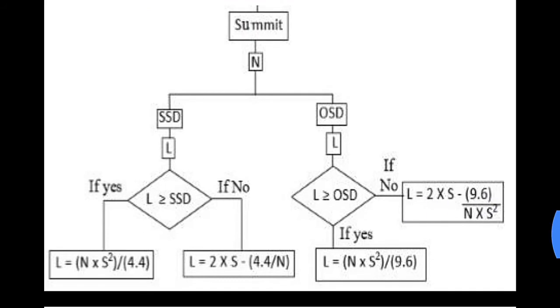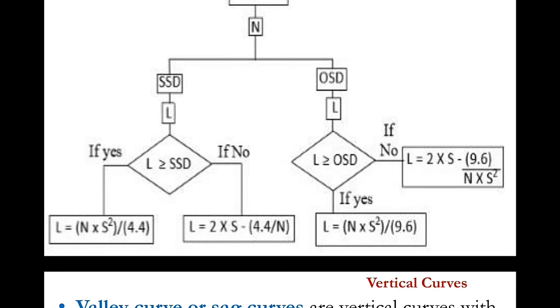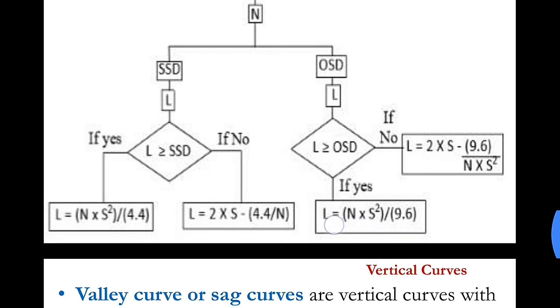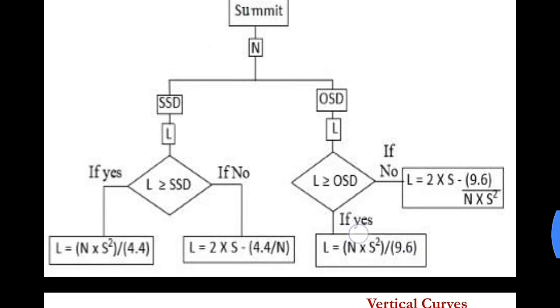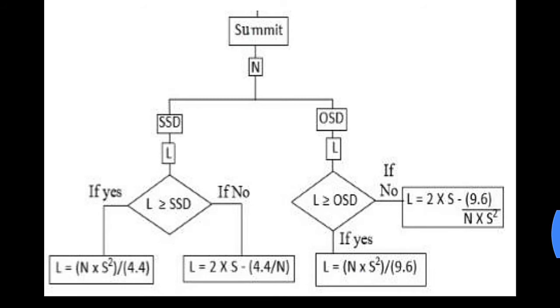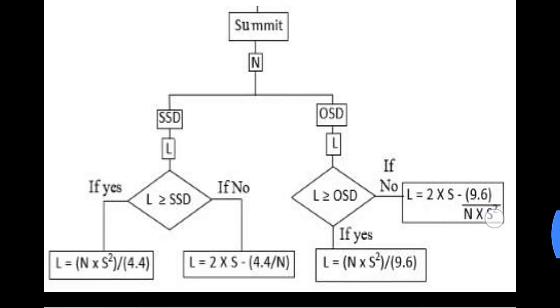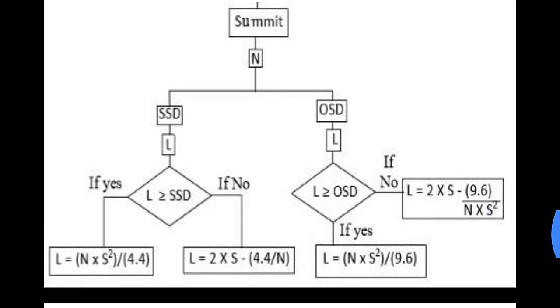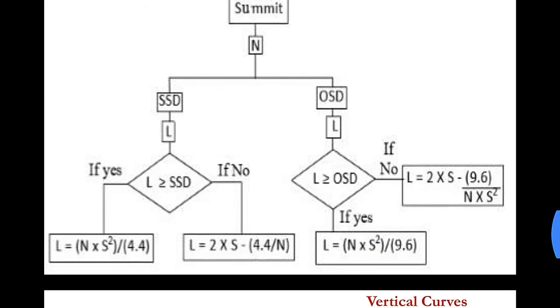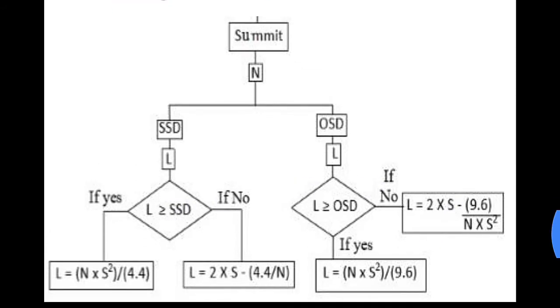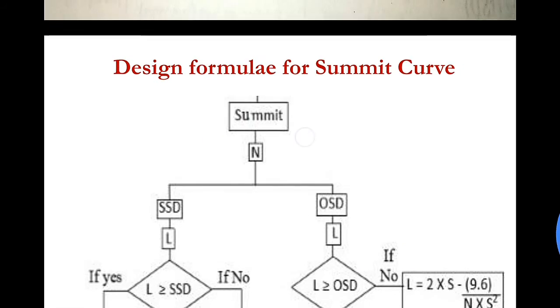Okay, what are the formulas used? L is equal to NS square divided by 9.6 in the first condition, and if this condition is not satisfied, then in the second condition we use the formula L is equal to 2 into S minus 9.6 divided by NS square. Okay, where N is deflection angle and S is OSD. So using these two criteria, we find out the length of the summit curve.